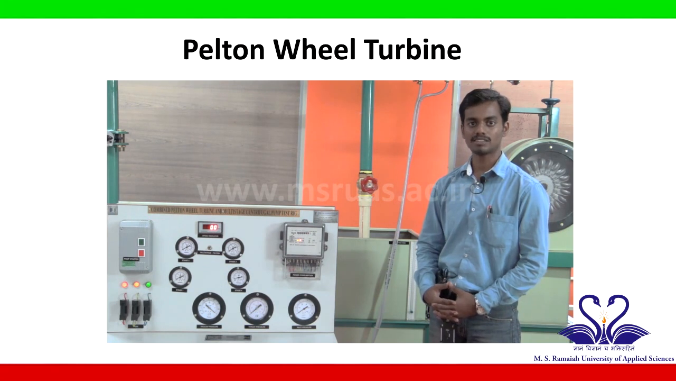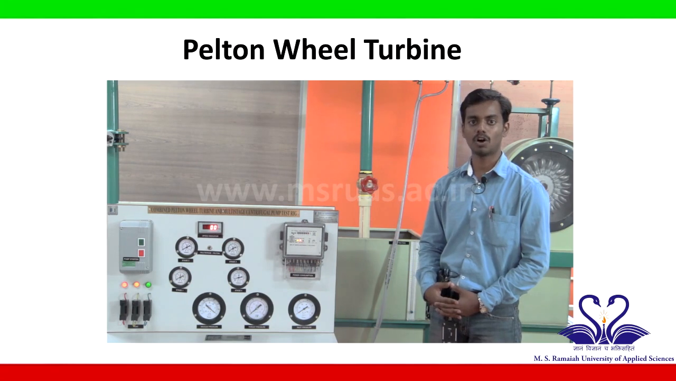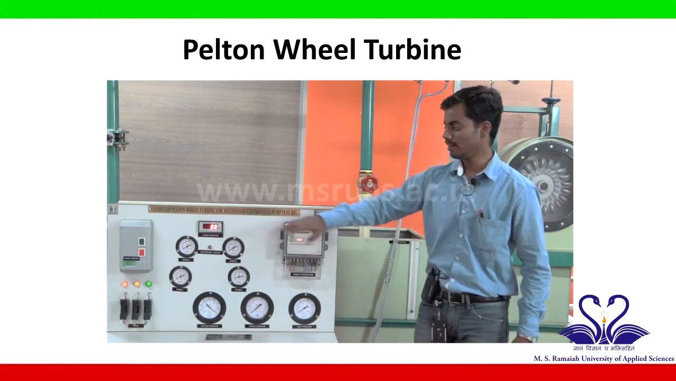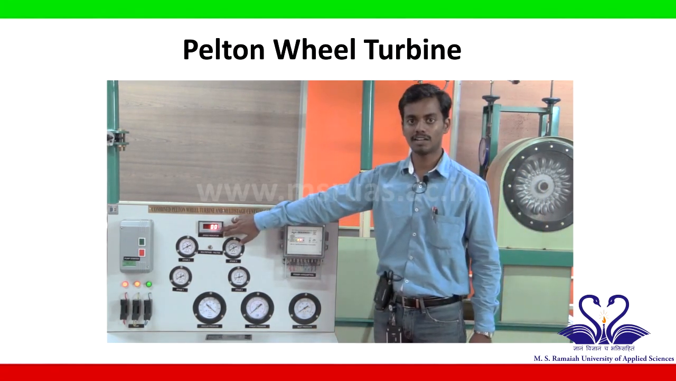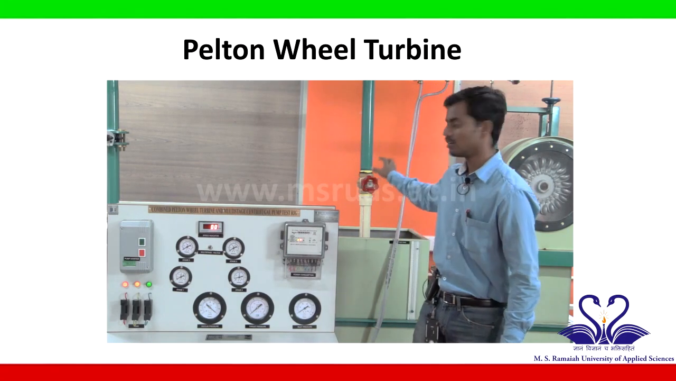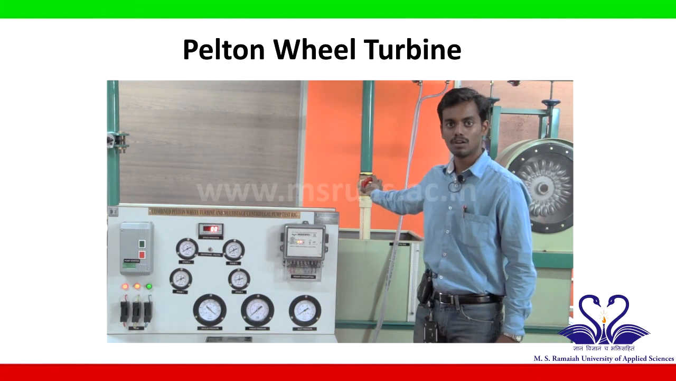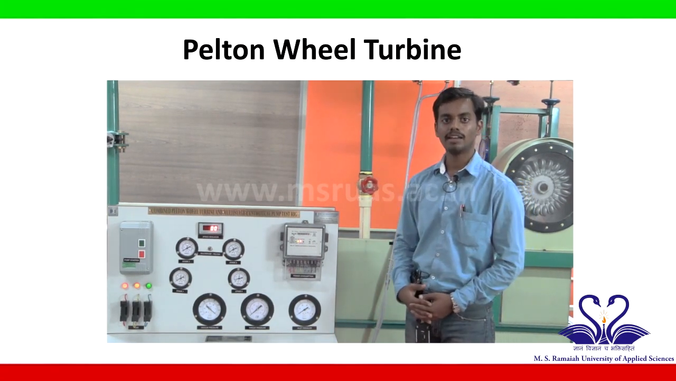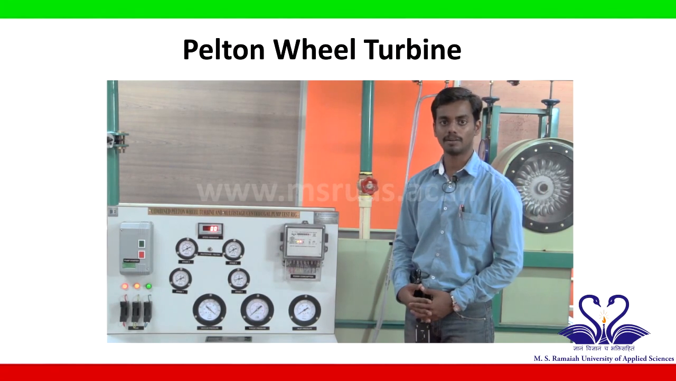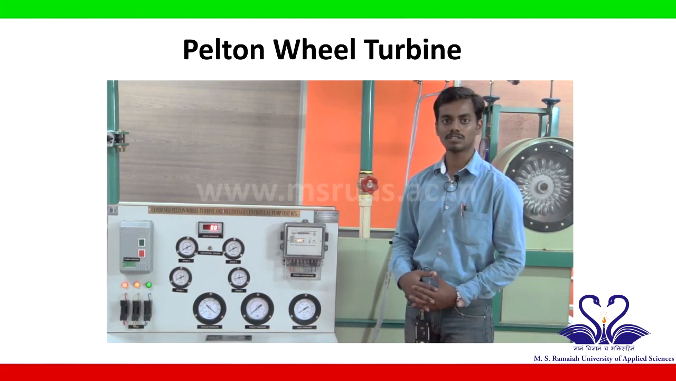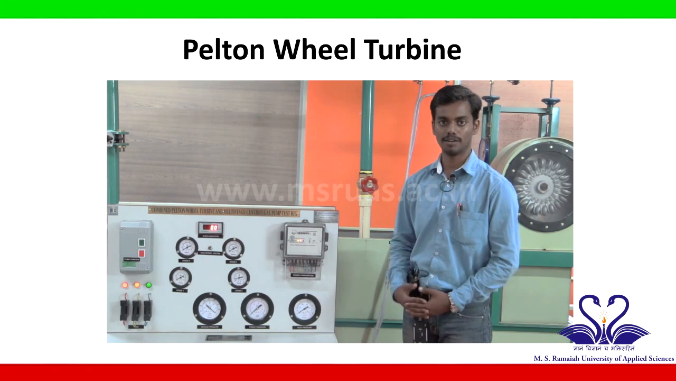Now, after the trials have been completed, we can repeat the same experiments by maintaining constant speed. In order to do that, we maintain the same speed for every trial by again operating the bypass valve. For every trial, we can increase or decrease the load on the brake drum. Thereby, we can have different readings at different loads, and also we can do that for constant head as well as for constant speed.